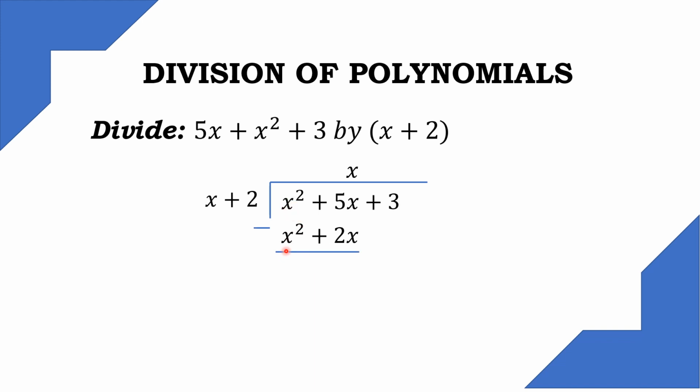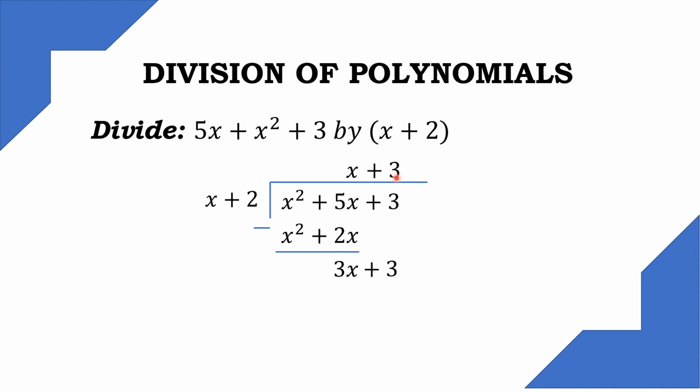And now, we are going to subtract them. So, x squared minus x squared is 0. And then 5x minus 2x. So, the difference is positive 3x. And then we're going to bring down positive 3. Again, we are going to divide 3x by x, and the answer is positive 3.